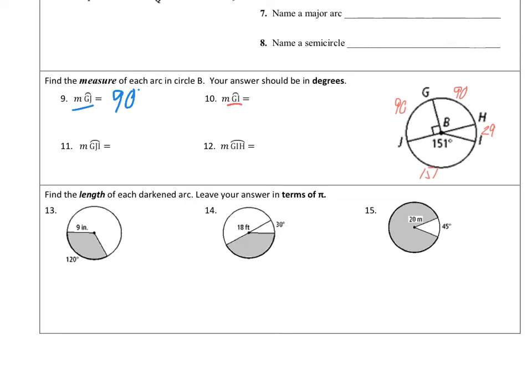Next one I'm focused on is G to I. So this one's a little bit bigger. It includes G to H, which is 90, and it includes H to I, which is 29, which gives me 119 total. Next question has me looking at arc GJI. So I'm going from G to J, which is going to be 90, and then from J to I, which is going to be 151. Add those two up, gives me 241.